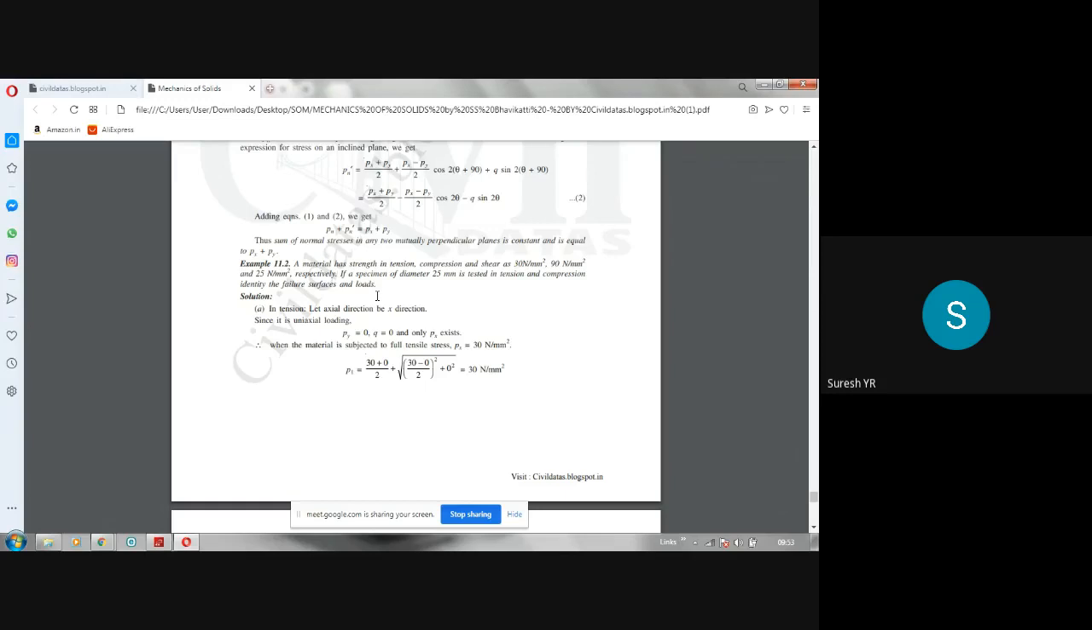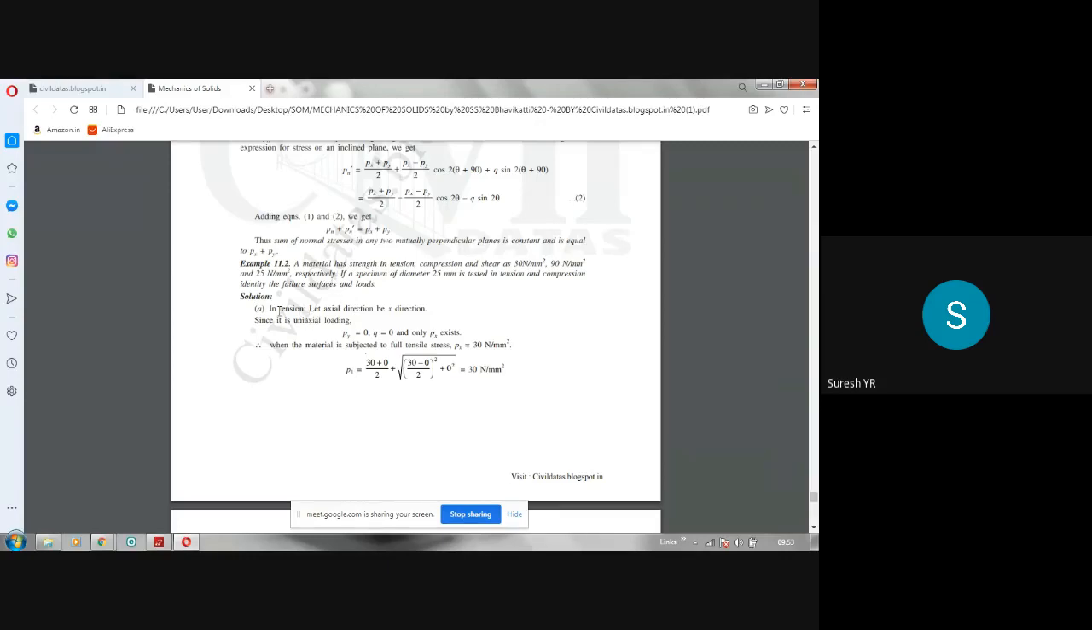Here he has given the strength of that material in all three. Tension strength is 30 MPa, compression strength is 90 MPa, shear strength is 25 MPa. So if you apply this to that two-dimensional case, first let us take tension. We have to consider each one separately.